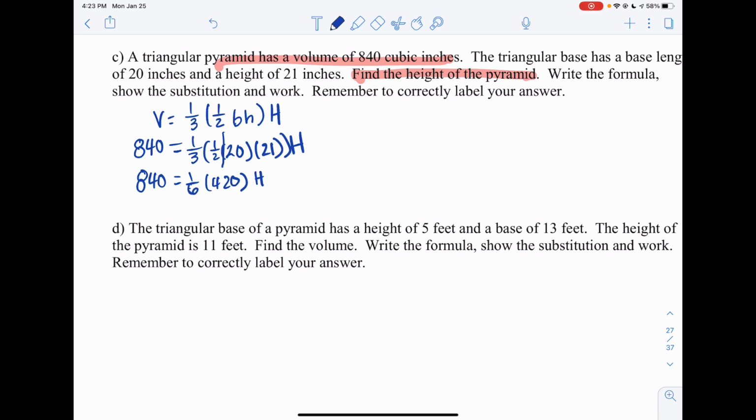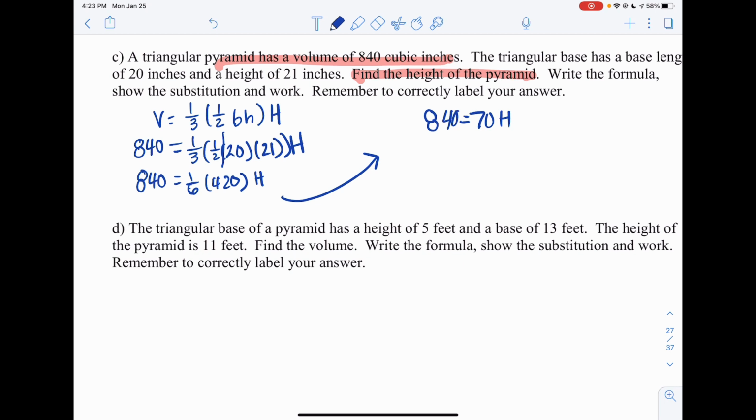Okay. And then I'm going to keep simplifying the right side of my equal sign because the left side of the equal sign is just 840. So there's nothing for me to simplify. So 1/6 times 420 is going to equal, and I'm going to finish my work over here, 70h. And that 840 is just going to be brought down again.